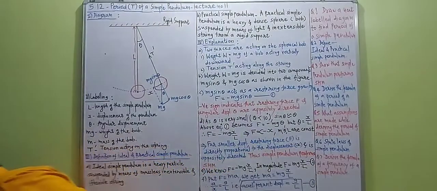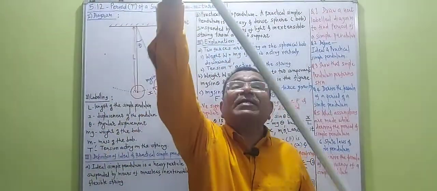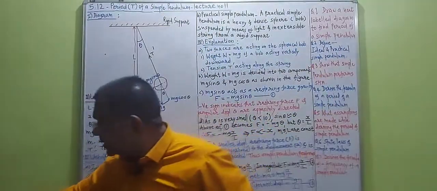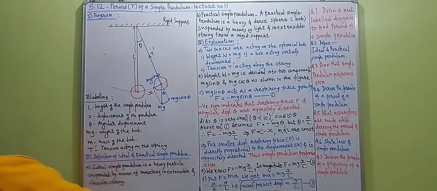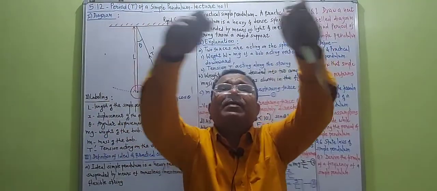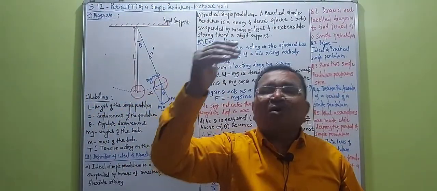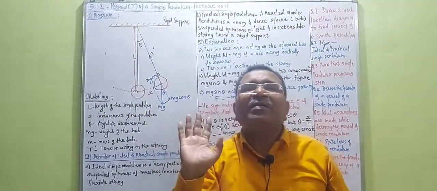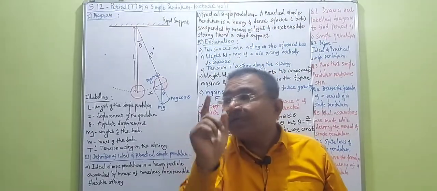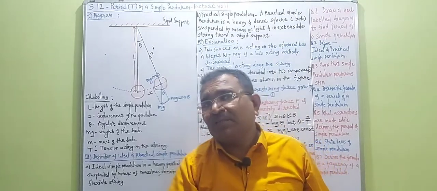If the string is like this, then this also is a practical simple pendulum. This is a rigid string. What is a flexible string? A flexible string is like this. So the string is either flexible or rigid, whatever it may be. So the word flexible is deleted while defining the practical simple pendulum.